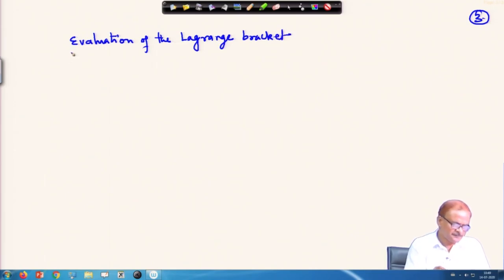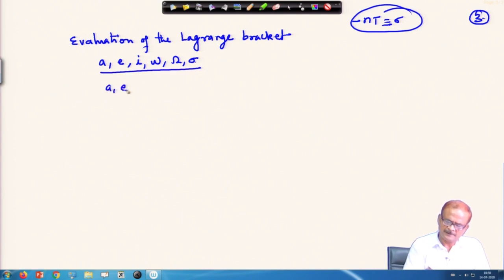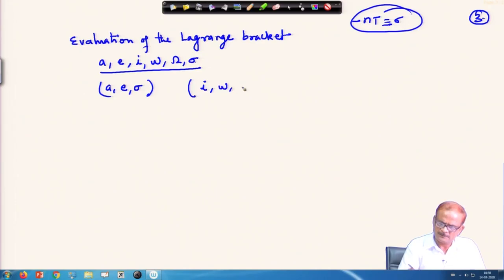So, earlier as I have told you, we will divide the total elements a, e, i, small omega, capital omega and sigma. Instead of minus n t, we are writing this as sigma. So, this can be divided into three parts, and we can write it as a, e, sigma and i, small omega, and capital omega.